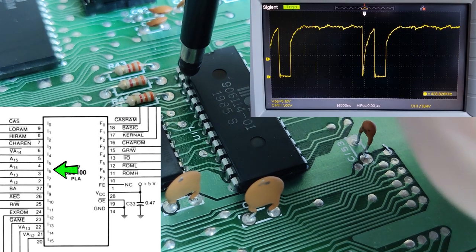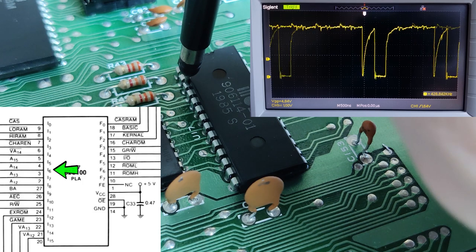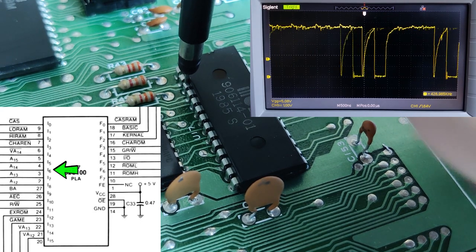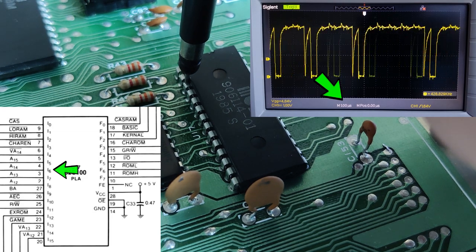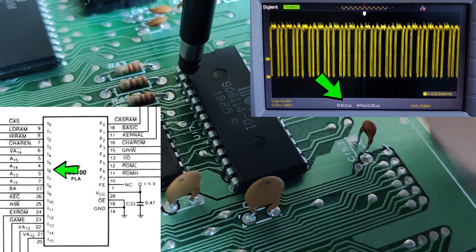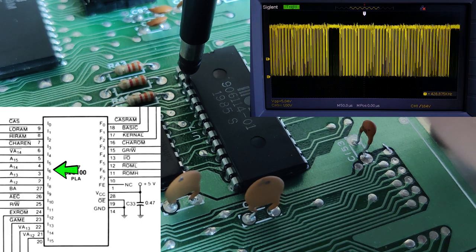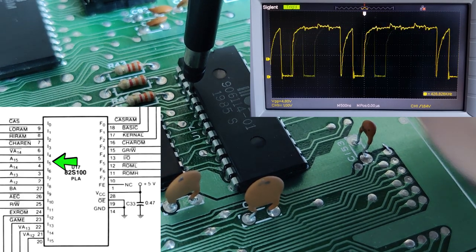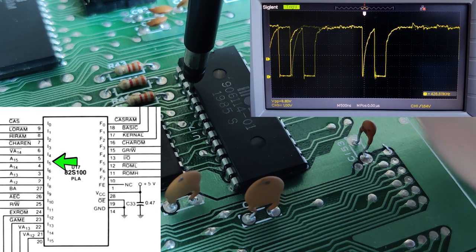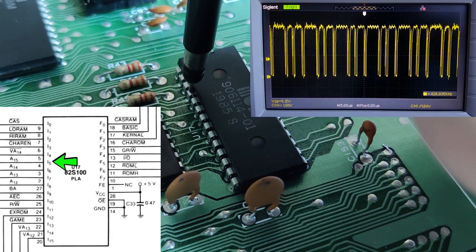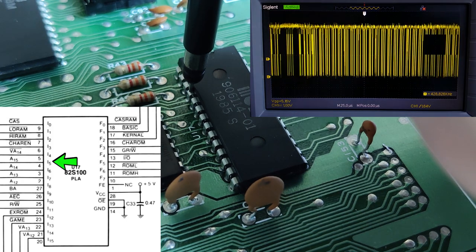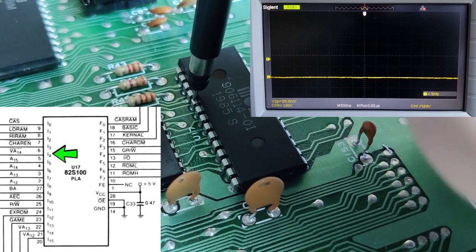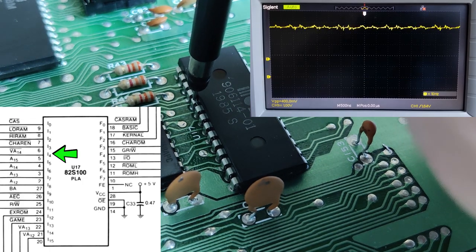Pin 3 is input 6 and is connected to address line 14. Here we have the same issue with the round edges. During every measurement, I will change the time base, so that you get a better idea how the signal looks like. Pin 4 is input 5 and this is connected to address line 15. Pin 5 is input 4 and this is connected to VA14, video address line.